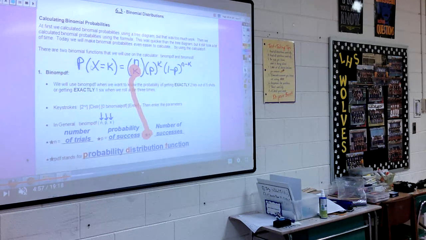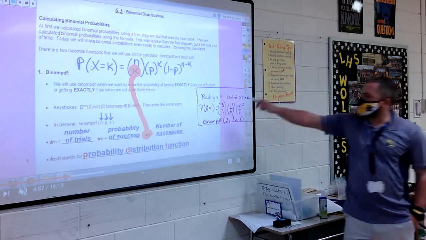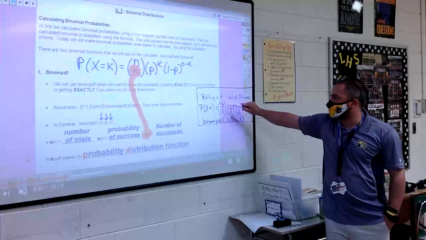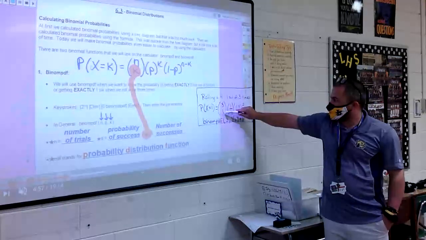Out of the board is rolling a 4 one out of three times. The scenario we did earlier. We could use this formula. It would be the probability that X equals 1, because we want it to happen 1 time. The 3 stands for the number of trials. There's 3 trials. We want 1 success.